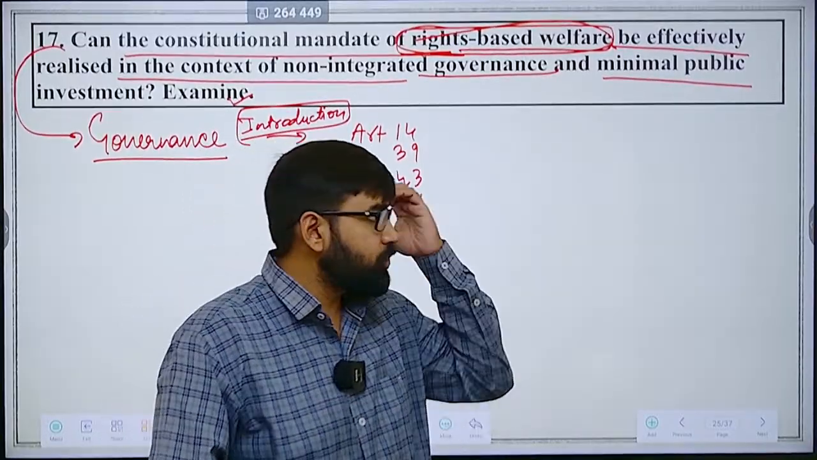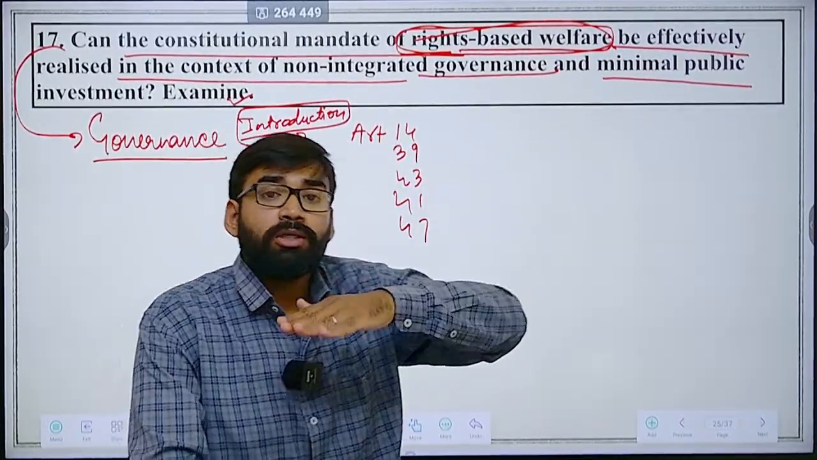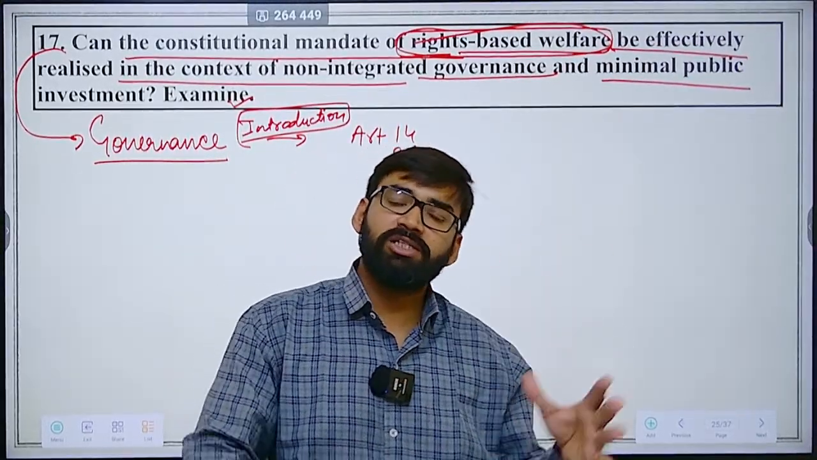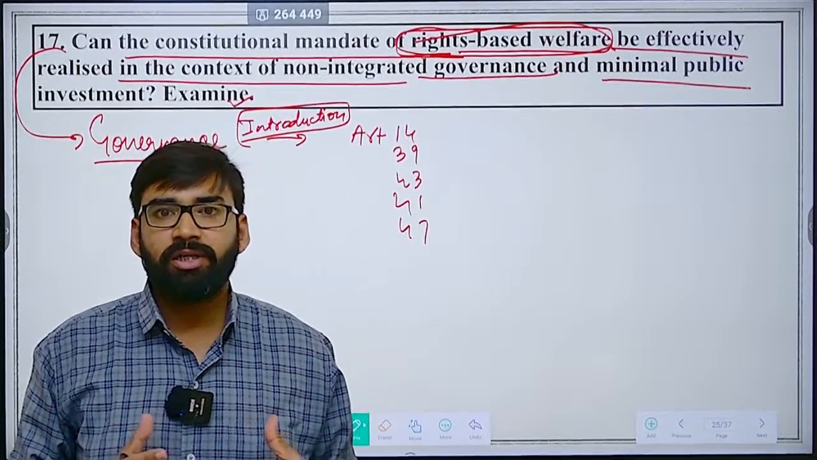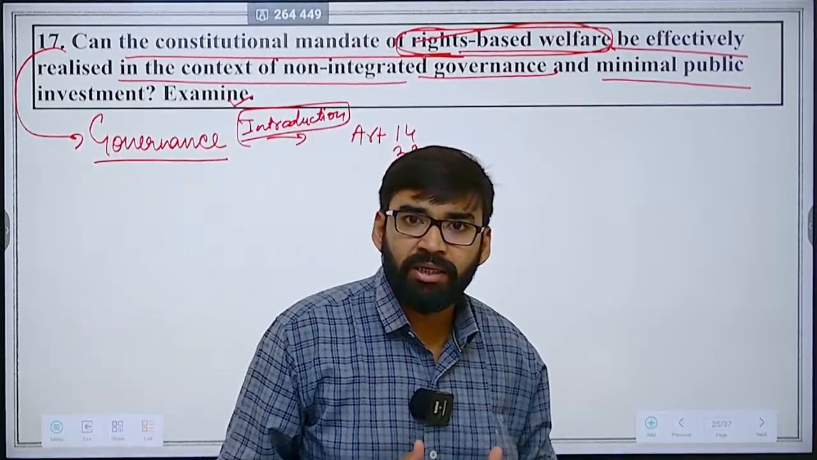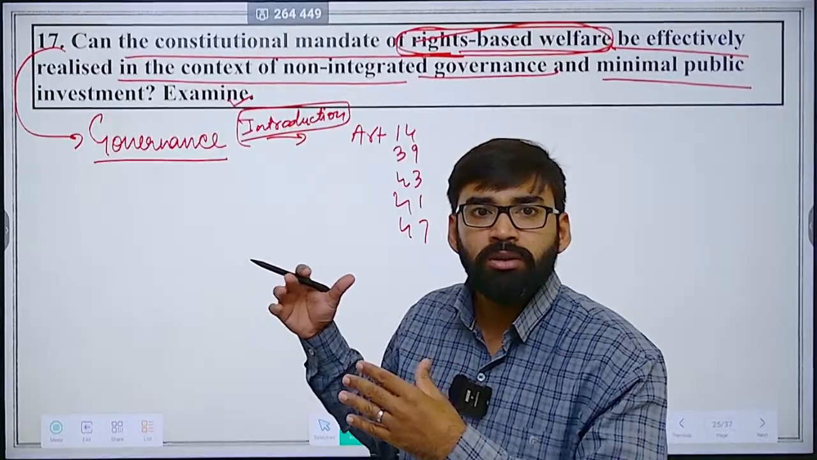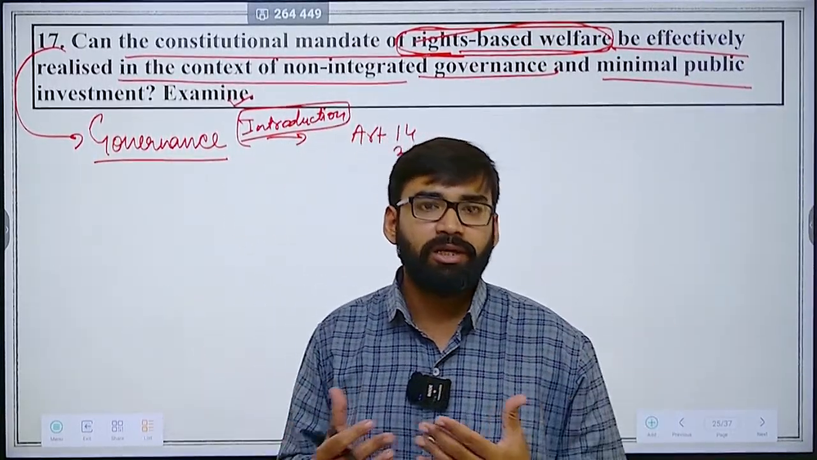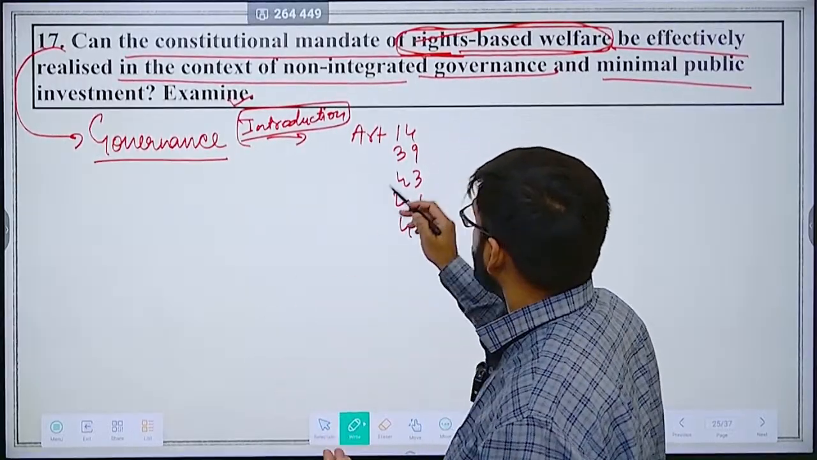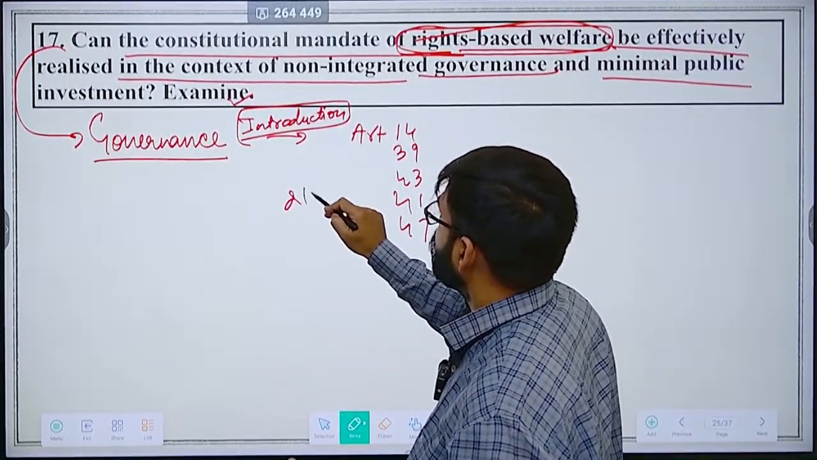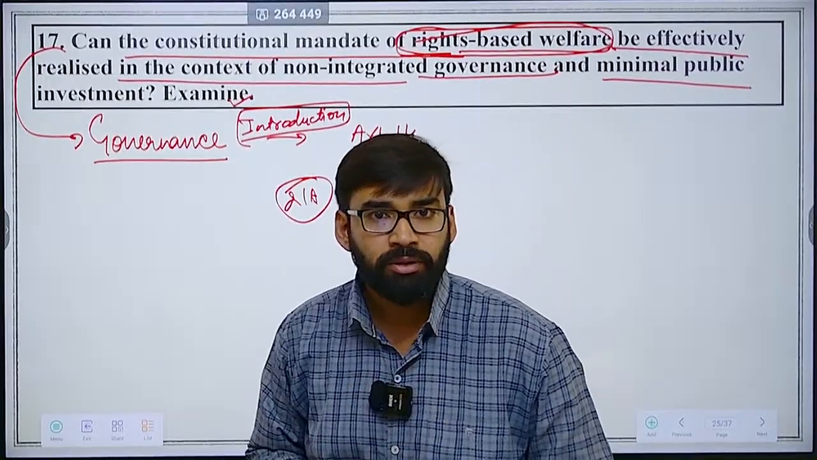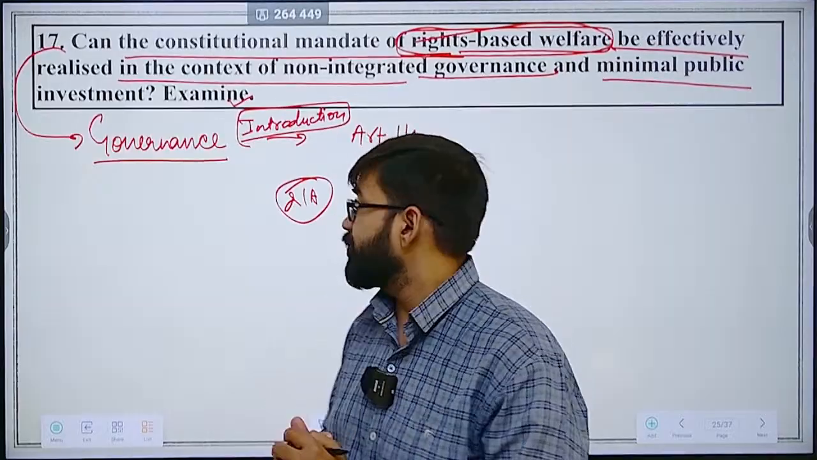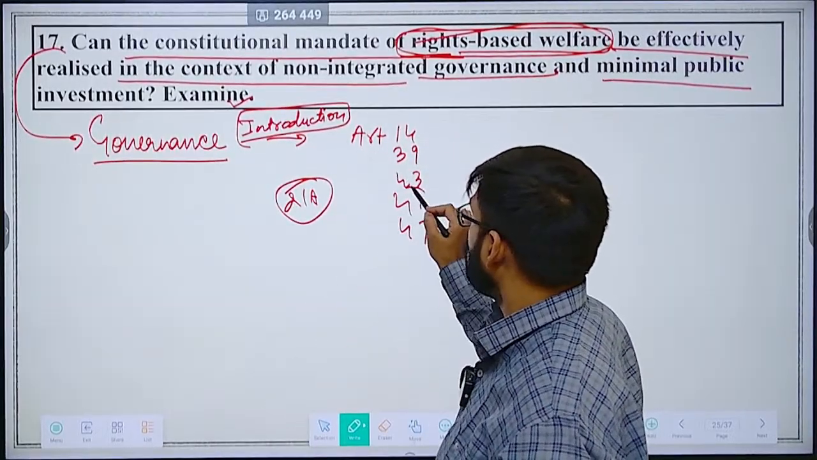So if I ask you what are the constitutional foundations for right-based welfare? So article 21, that is very important. Why is article 21 important? Because the judiciary expanded it to take in the right to health, livelihood, shelter, dignity, everything. Then article 21A also you can mention, the right to education, through the Right to Education Act 2009. Then you can mention article 39, 41 and 43.